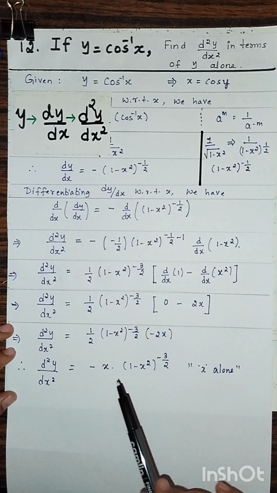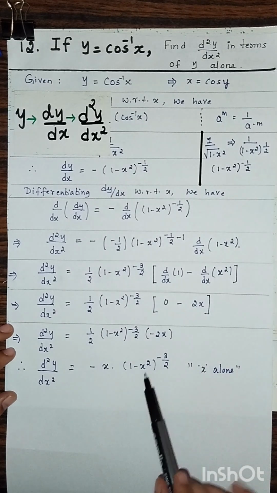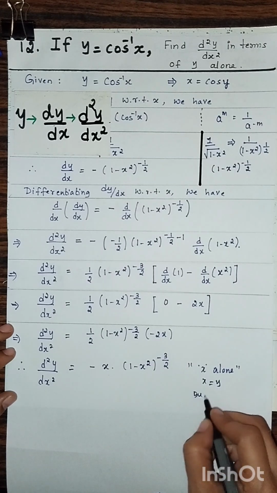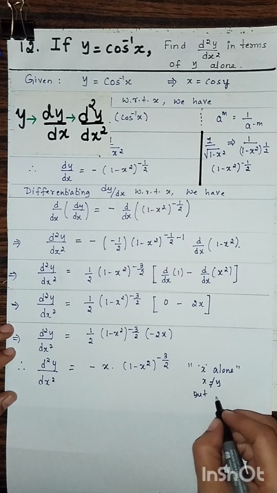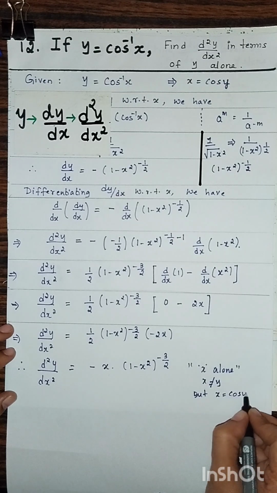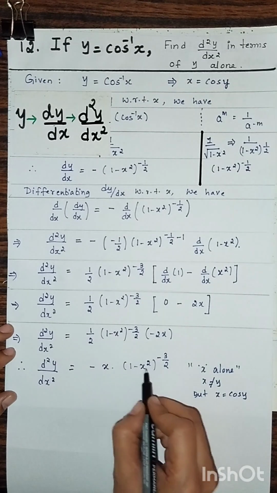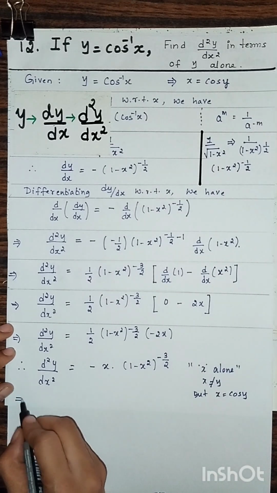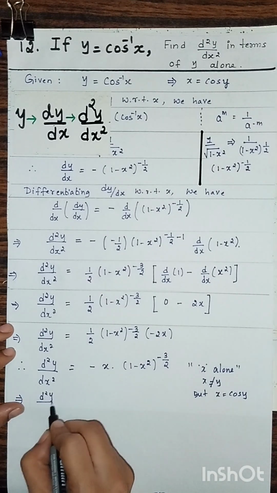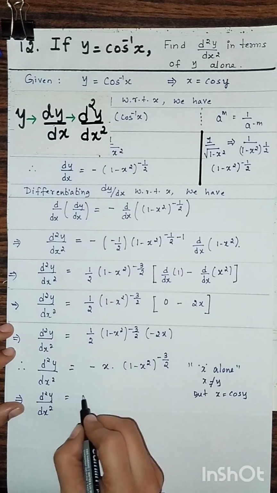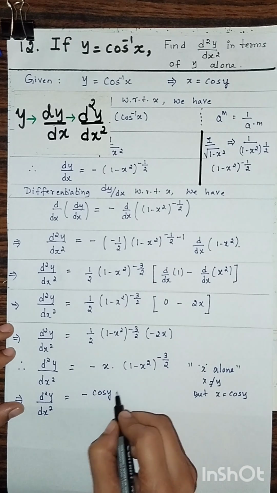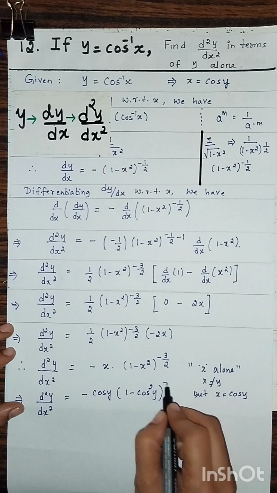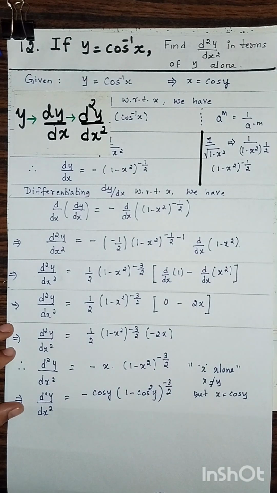If you want to substitute y and y here, then x must be equal to y. But here x is not equal to y. Here x is equal to cos y. That means in the place of x you have to substitute cos y. So this implies d square y by dx square is equal to minus cos y into (1 minus cos square y) to the power minus 3 by 2.